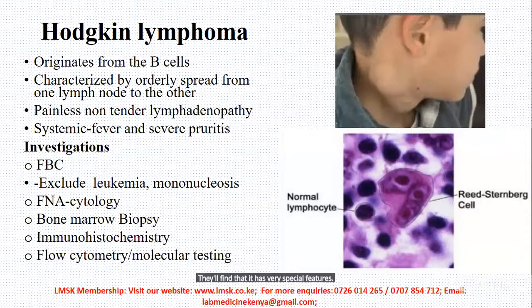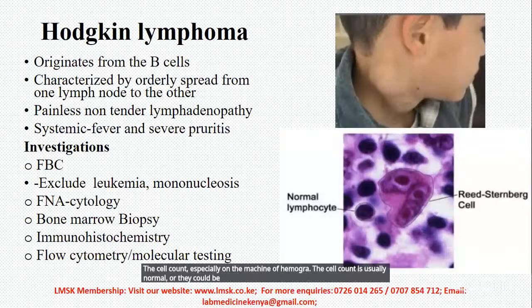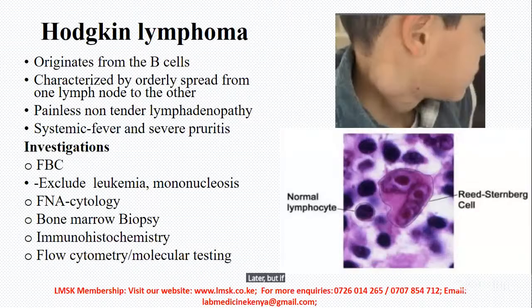And what's also important in lymphomas, the cell count, especially on the hemogram machine, is usually normal, or they could be having negligible differences to alert you that there's a problem going on. So you need to advocate for samples from the lymph node, either by fine needle aspirate or biopsy, for examination. So investigations in such patients, they need to do a full blood count.